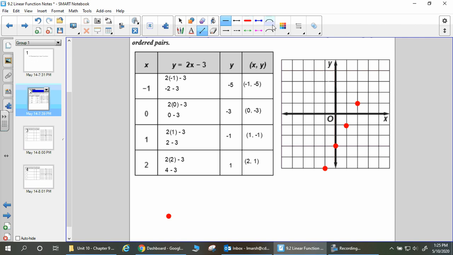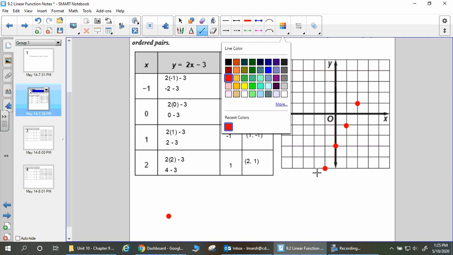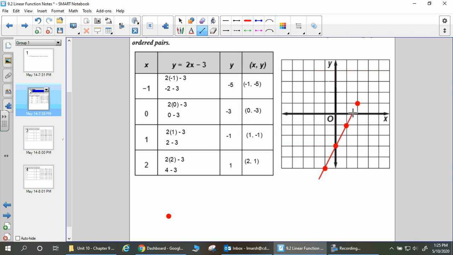Ultimately, we then want to take our points and connect them using a straight line, something like that. And we do want to put arrowheads at the end of our line, okay? That's saying that it goes on forever. I could keep adding rows to my chart and I could find more points in either direction. I would just need a bigger graph, okay? But right now, that's all we're asking you to do.